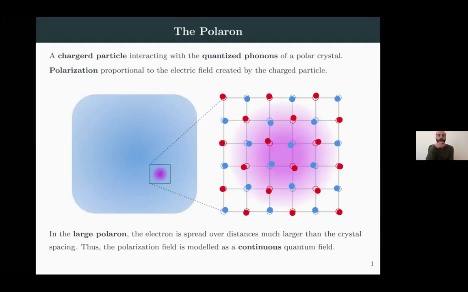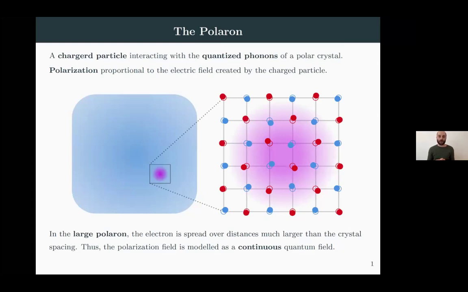So this first slide is for those who want to have a physical picture behind the model that I want to discuss. The polaron model is a model for an electron moving through an ionic crystal, and due to the electric charge of the electron, it polarizes the material by distorting the ions from the equilibrium positions. As a consequence, these ions start to form small electric dipoles, which then act back onto the electron.